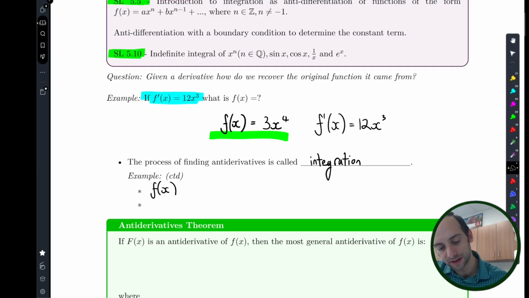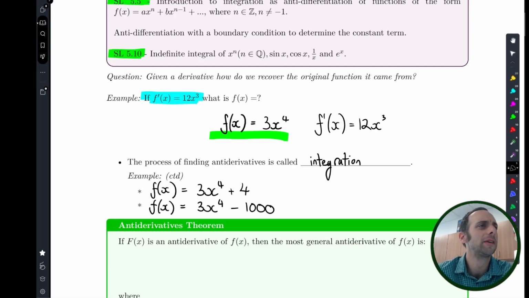Now, an important thing we're going to learn here is that the antiderivative is not unique. That f of x function we just found, 3x to the 4, that's not the only function that has that derivative highlighted in blue. There's actually an infinite number of functions that have that derivative, and it will be any function that is 3x to the 4 plus some kind of constant. So it could be 3x to the 4 plus 4. It could be 3x to the 4 minus 1,000.